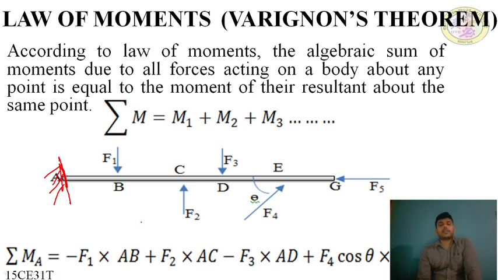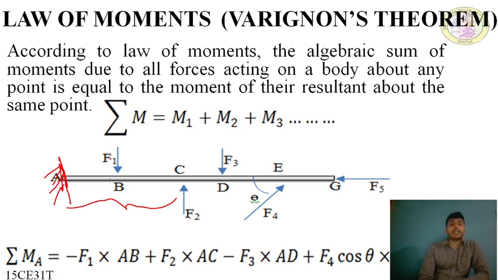AB, plus F2 into AC, minus... I have taken clockwise as negative and anti-clockwise as positive. Force into perpendicular distance: the first force is F1, with distance AB, and the second force F2, with distance AC, the distance from here to here. Whichever force we select, the distance should be from the axis of rotation, the axis about which we are calculating the moment.